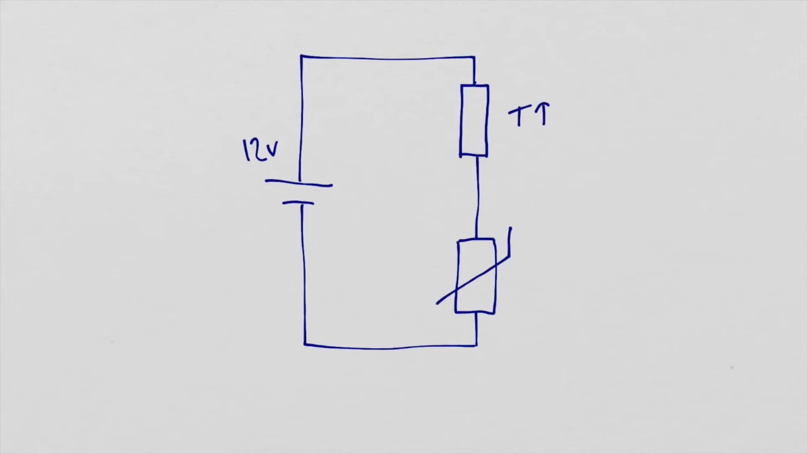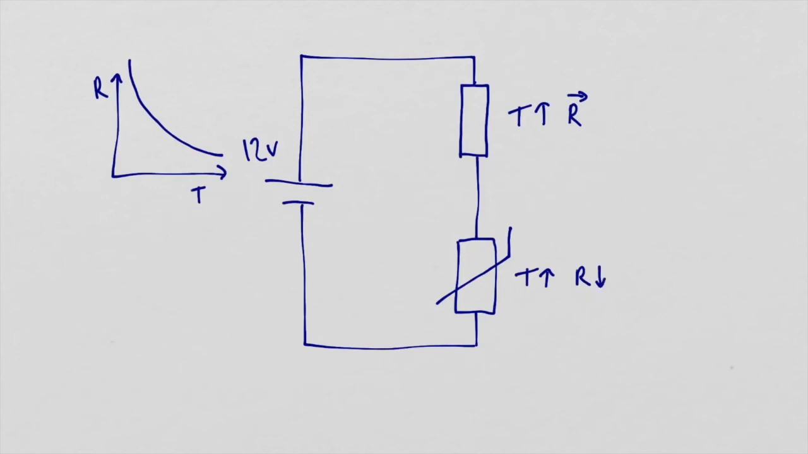So before we do that, we might need to remind ourselves that there's a graph for thermistors which says as the temperature goes up, the resistance goes down. So that's the graph for most thermistors. So as the temperature goes up, what's going to happen to the resistance? Well, the top resistor's resistance doesn't change. So as the temperature goes up here, the resistance of the bottom resistor is going down.